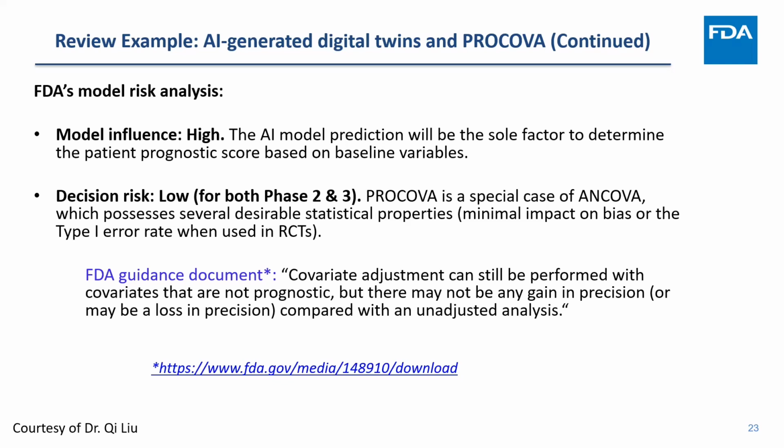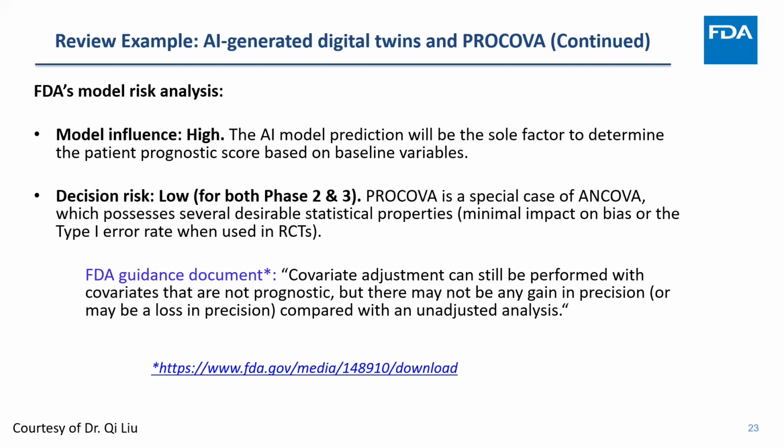So here is the framework we use. When we talk about the model risk, we have two angles. The first is the model influence, and the second one is the model risk. Usually we multiply them to derive the final model risk. So you can see here, we know the algorithm itself is a special case of ANCOVA, right?